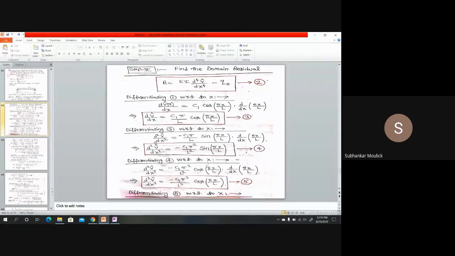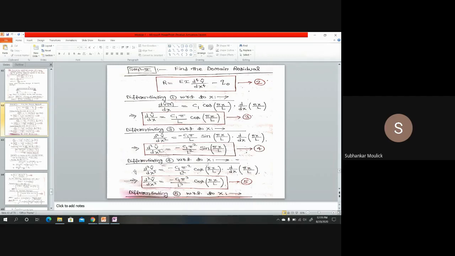Likewise, again you differentiate equation number 3. You will get d2 v cap by dx square. That means C1 into pi by L. Differentiation of cos of pi x by L, and differentiation of cos is minus sine. So minus sine of pi x by L into chain rule d by dx of pi x by L. Pi by L again will come out, so pi into pi will be pi square, L into L will be L square. So minus C1 pi square by L square sine of pi x by L, which is equation number 4.